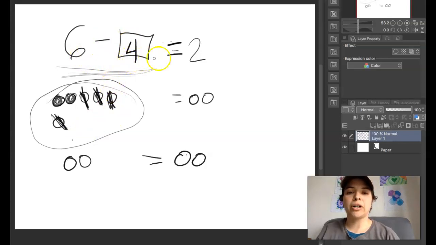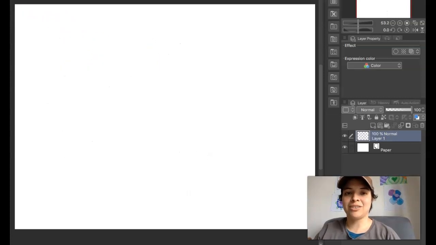6 minus 4 is the same as 2. Because we saw with our drawing it came out to be 2 is the same as 2, which is true. So rewriting that equation, now we know the mystery number. 6 minus 4 is the same as 2. All right, so quick review with subtraction and the equal sign.